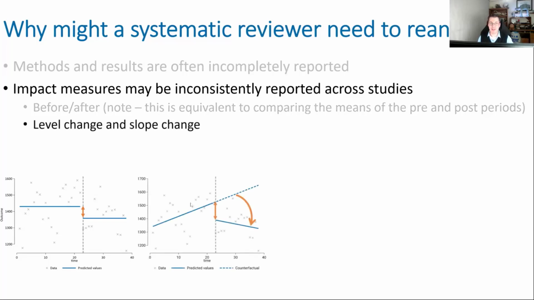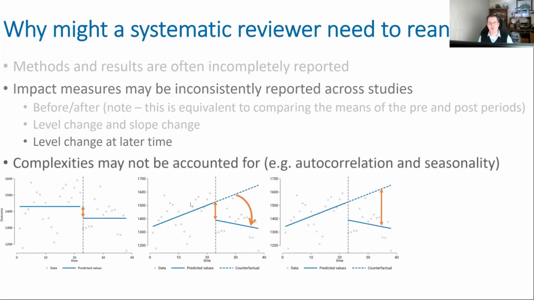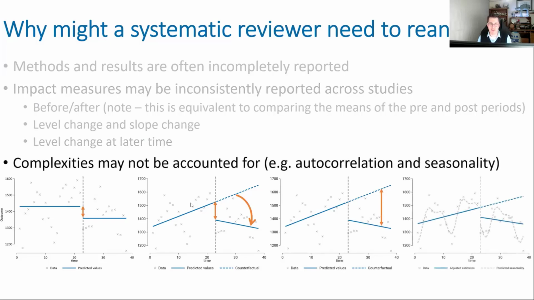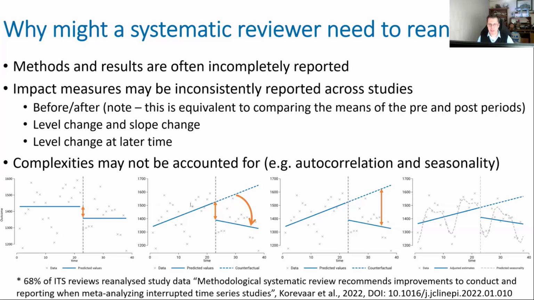We might have one study that is reporting a level change and a slope change, and then we have to decide which measure of impact are we more interested in, level changes or slope changes, or do we need to do two separate analyses? Another study might report the level change at a later time. And then, of course, you may have some studies that have accounted for some of these complexities and others which have not. And we might want to make sure that all of the data that we have is analyzed in the same way.